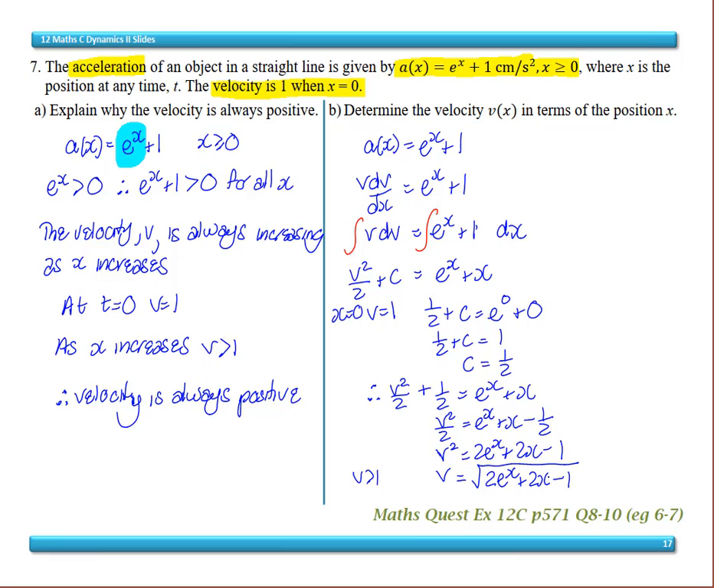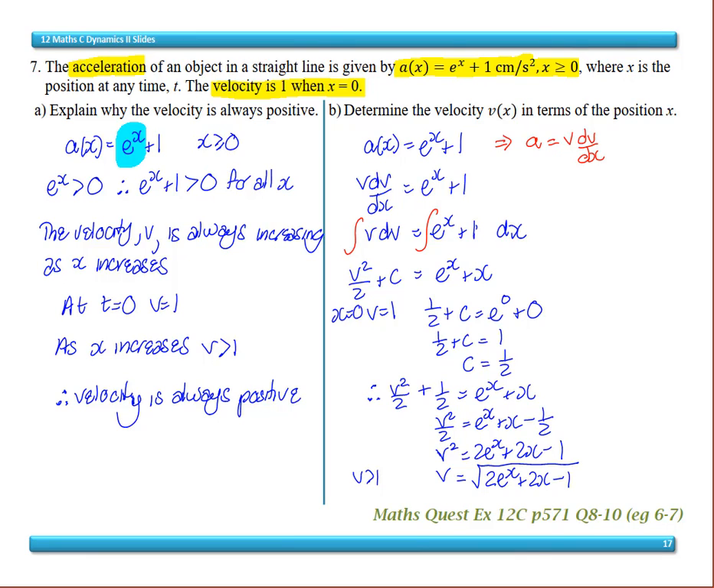Now again, I've used that same formula that a is v dv/dx. The textbook doesn't do this, so I've used a equals v dv/dx. They've introduced another formula. I just think it's easier to just use the one.